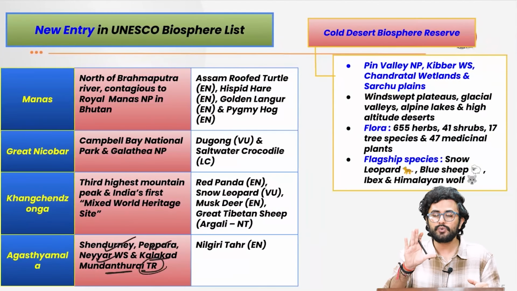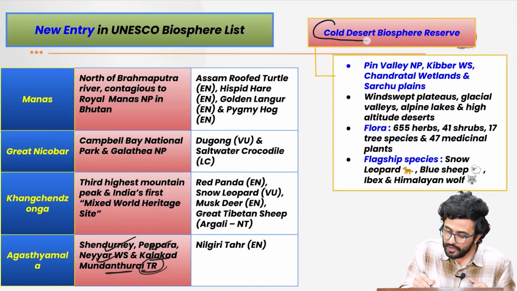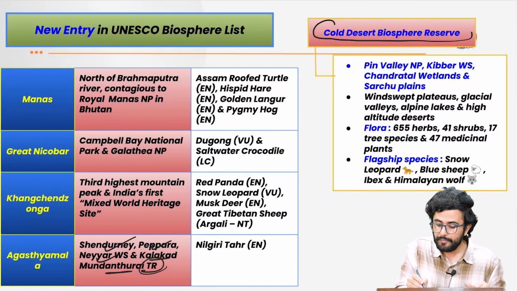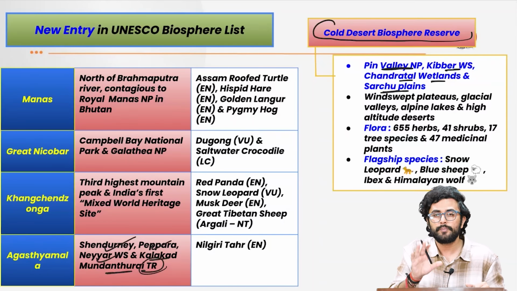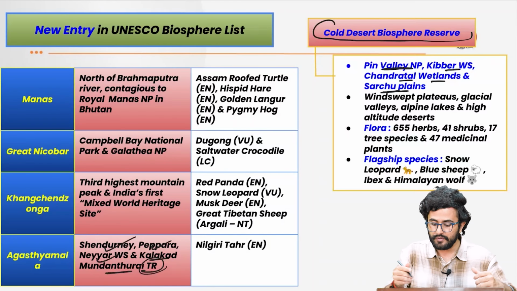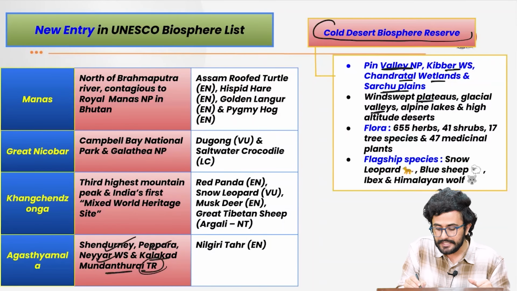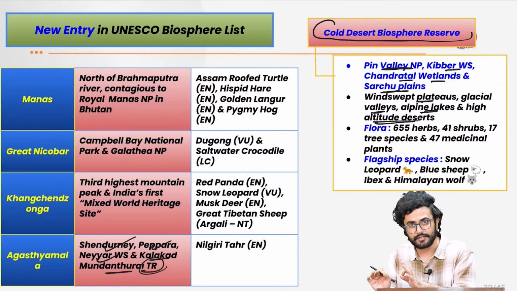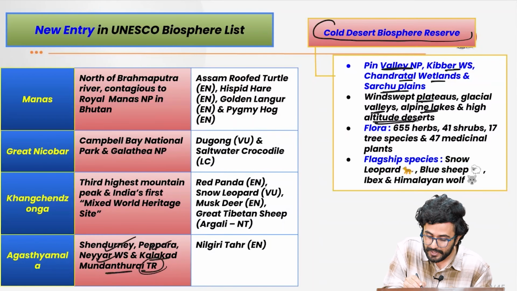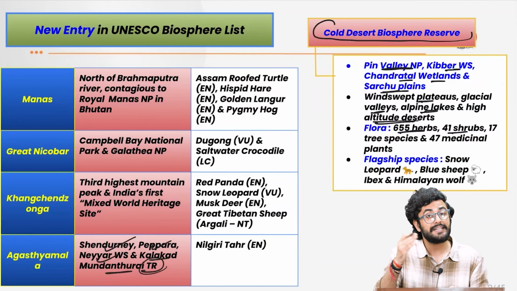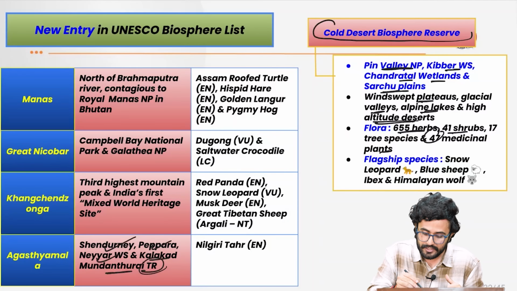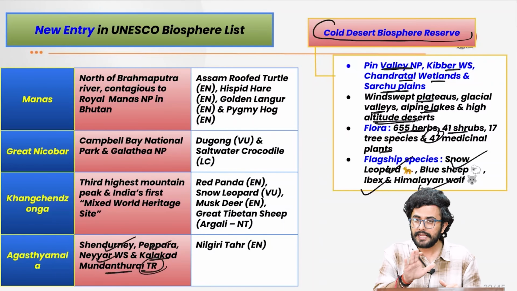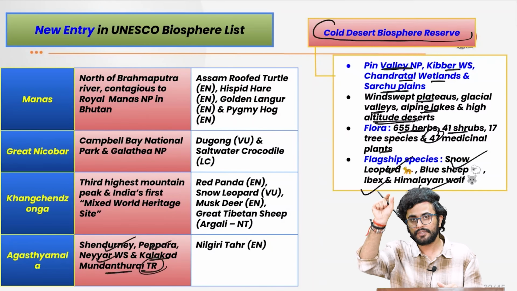One very specific thing which you should keep in mind, as it is a recent inclusion, is the Cold Desert Biosphere Reserve, which consists of Pin Valley National Park, Kibber Wildlife Sanctuary, Chandratal Wetland and Sarchu Plain, which consist of windswept plateaus, glacial valleys, alpine lakes, as well as high altitude desert, where it has very important flora, like for example 655 herbs, 41 shrubs, 17 tree species, and 47 medicinal plants. The flagship fauna species found here are snow leopard, blue sheep, ibex, as well as Himalayan wolf. Just like this, remember for all of them, you can also create a list of their IUCN status as well.